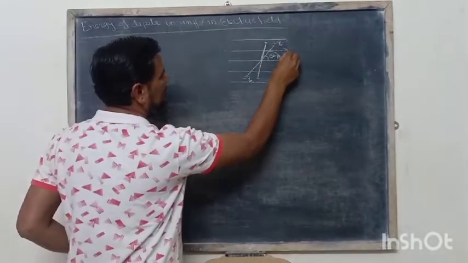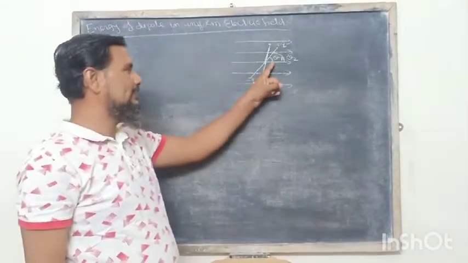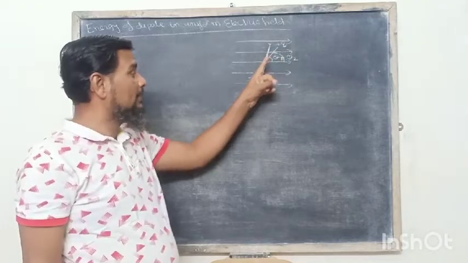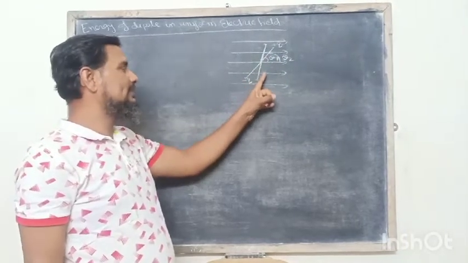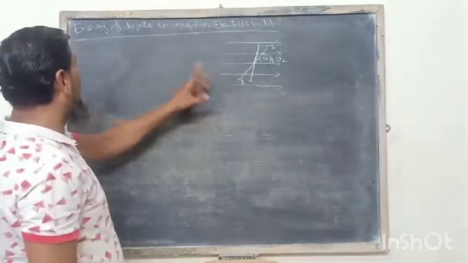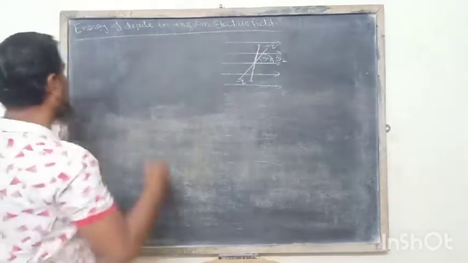This angle is theta 2. So we have to do a certain work in the rotation of a dipole against torque. This work done is stored in the dipole in the form of potential energy, called energy of dipole in a uniform electric field.